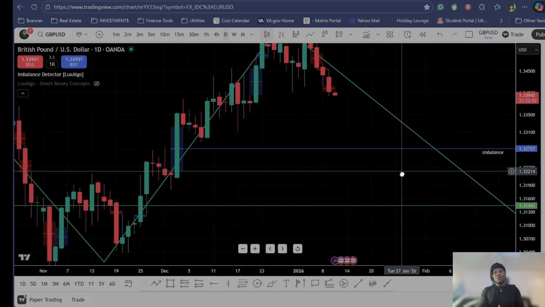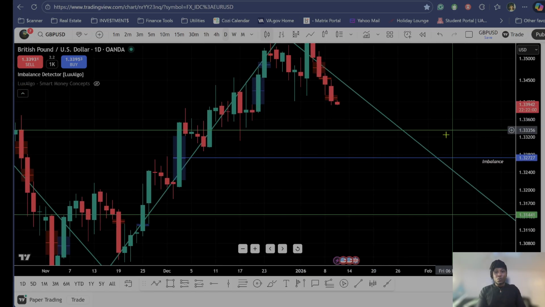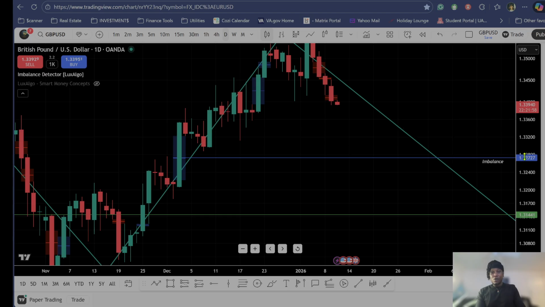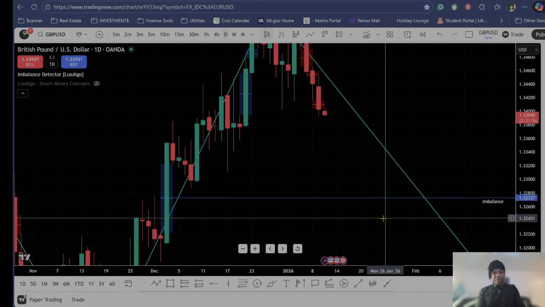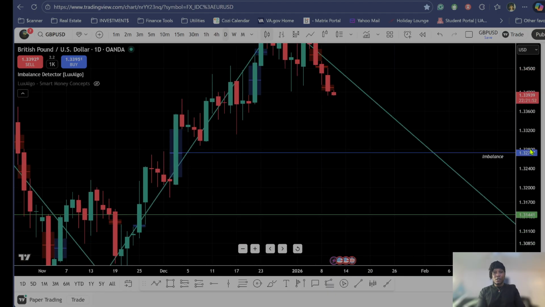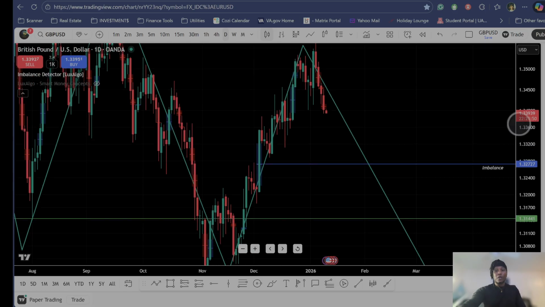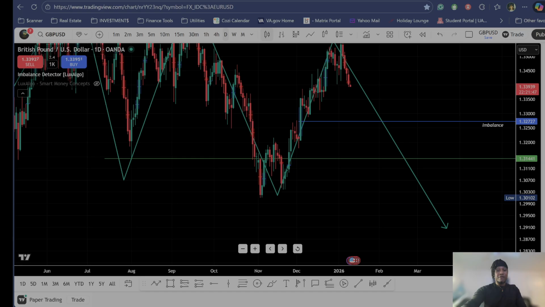Okay, so this is a key area for me for this week to take my profit, or just know the market might react from here. If this is a downtrend or an uptrend, the market might react from here.